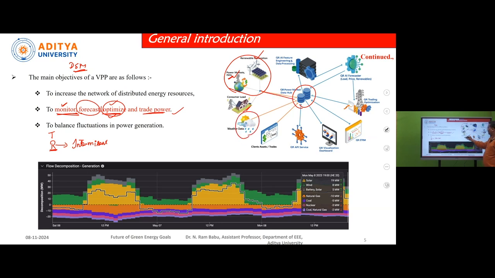Next one is weather data. Based upon the weather, we are forecasting the load consumption. Sorry, based upon the weather, we are forecasting the amount of power that can be generated from solar and wind systems. Apart from that, clients and trades. Clients in the sense, this may be industrial or commercial or residential clients who require an amount of power.